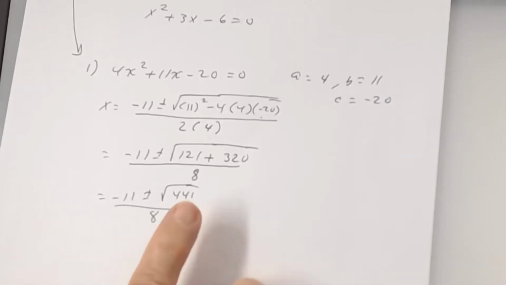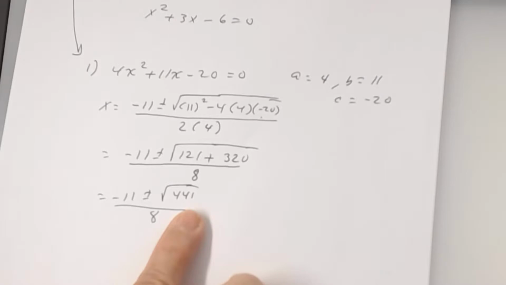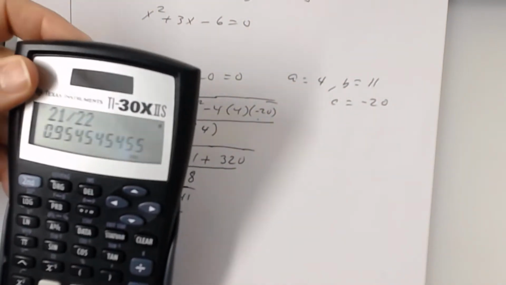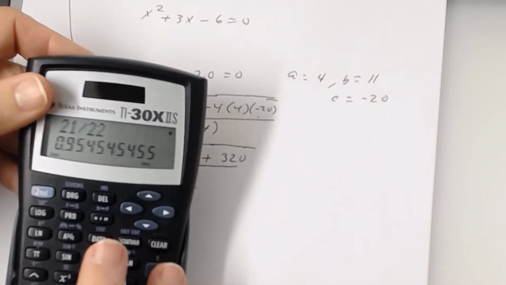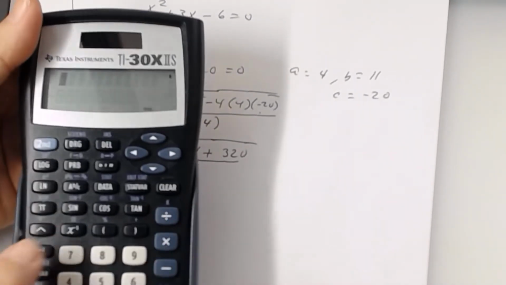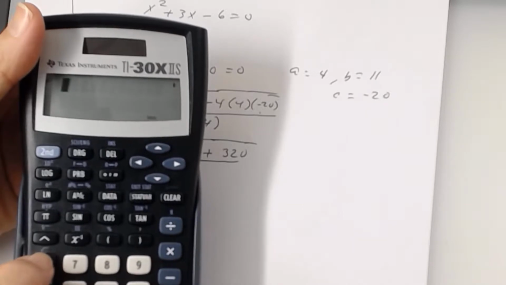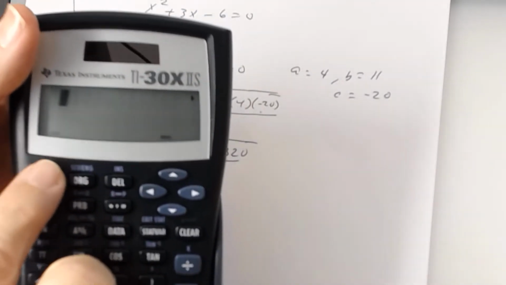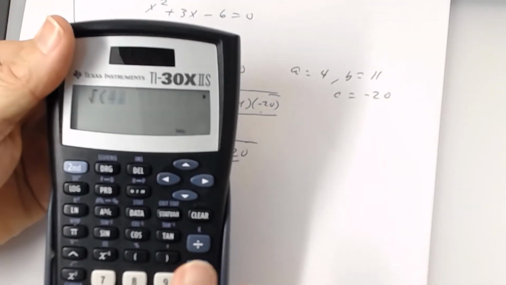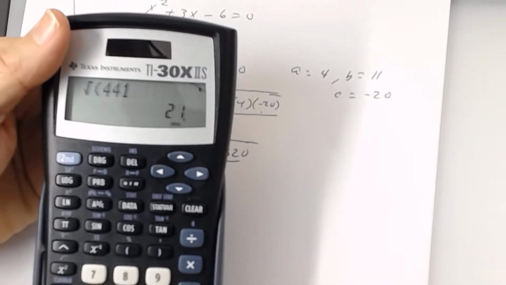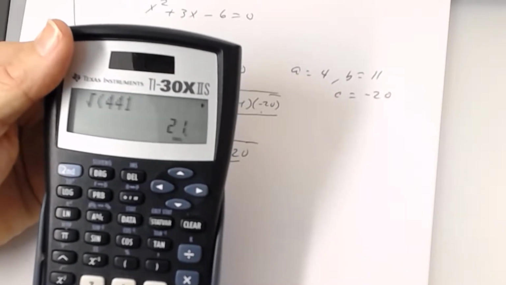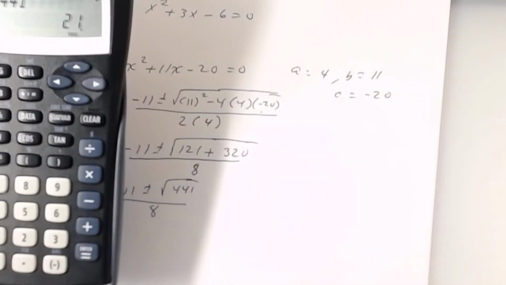Use your calculator to determine if 441 is a perfect square. Take your calculator out. Do square root. See the square root button? You say second. You gotta know how to use your calculator. The square root button's right under the x squared button. It's blue, so you gotta say second this. And then 441, and then press equal. And you get 21. So that means that 441 is a perfect square, because 21 times 21 is 441.